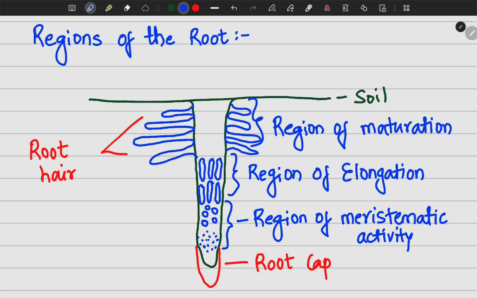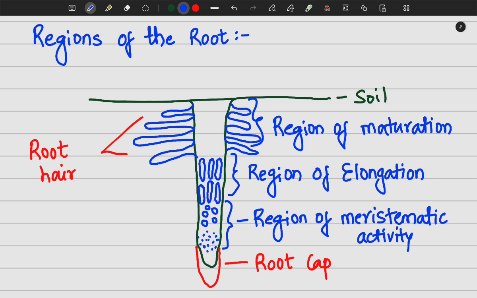So these are the three regions of the root. Starting from the bottom, first we'll have a root cap which protects the soft apex of the root. A few millimeters above it is a region of meristematic activity, where the cells are very small and thin walled and they undergo rapid cell division. Above that region is a region of elongation, where the cells elongate and enlarge in size and is responsible for the growth of root lengthwise.